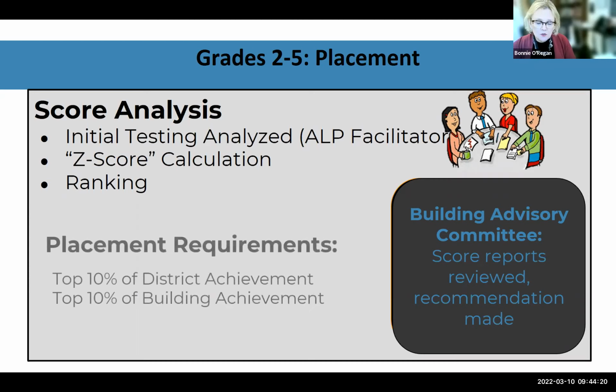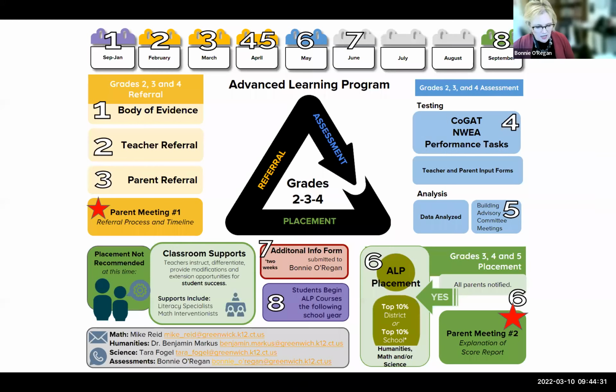Generally speaking, students are recommended to ALP if their average Z-score places them within the top 10% of district achievement or the top 10% of their building achievement. There you have it, the entire placement process.